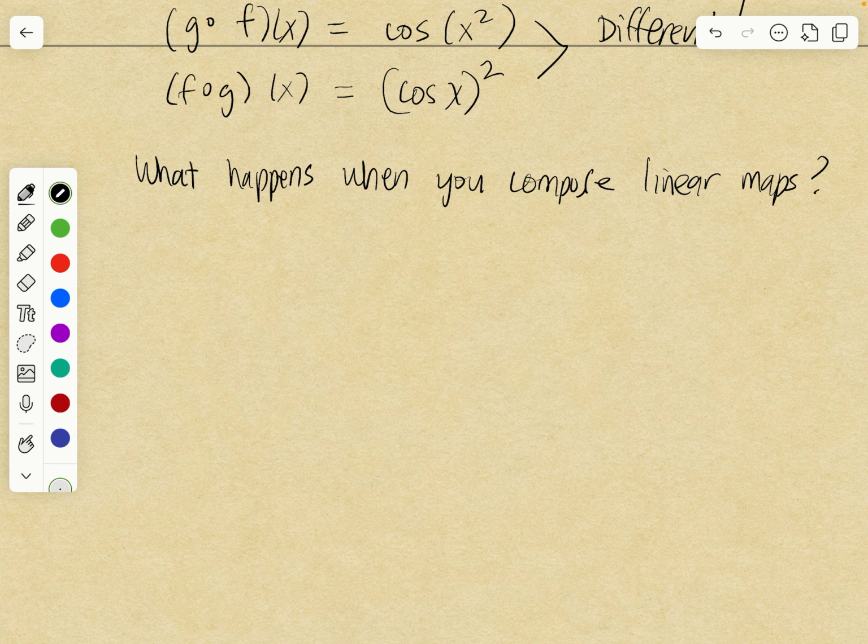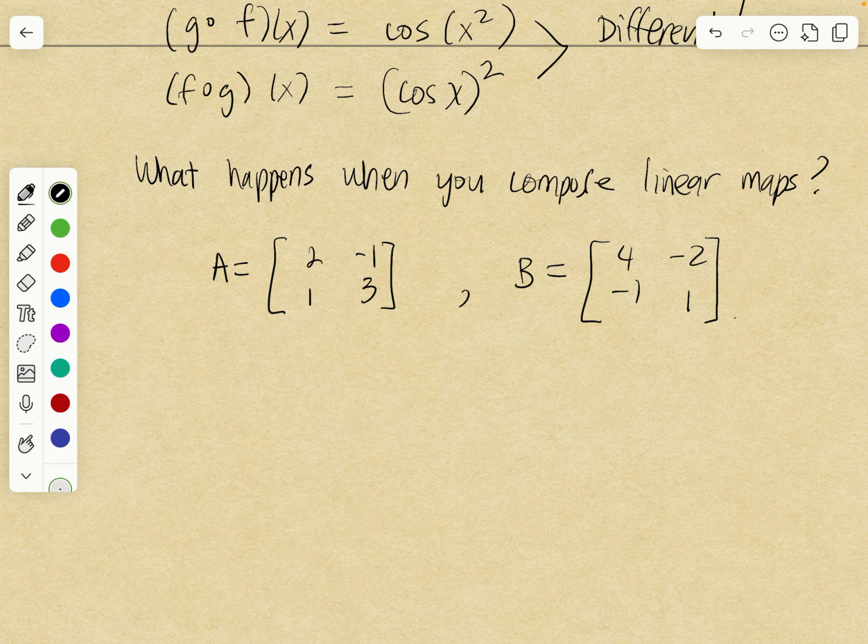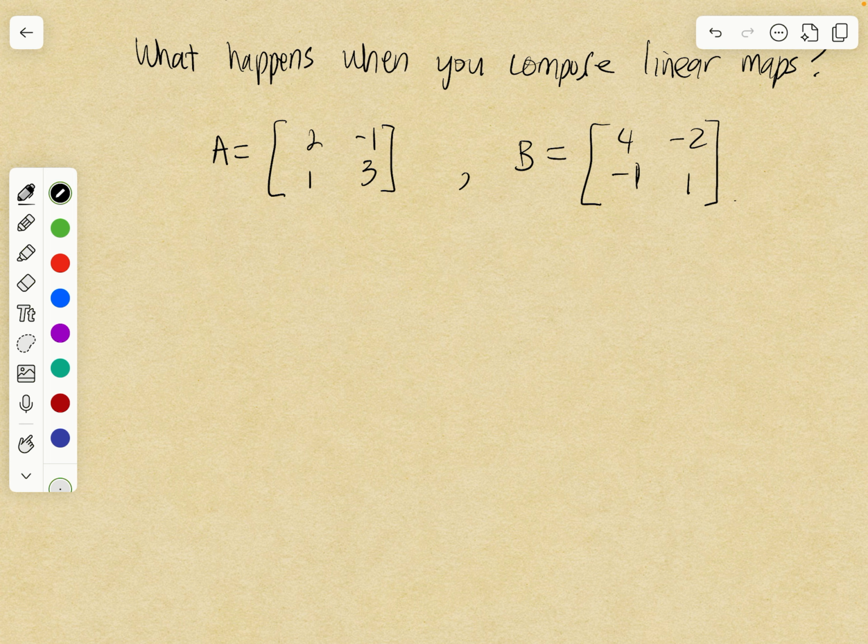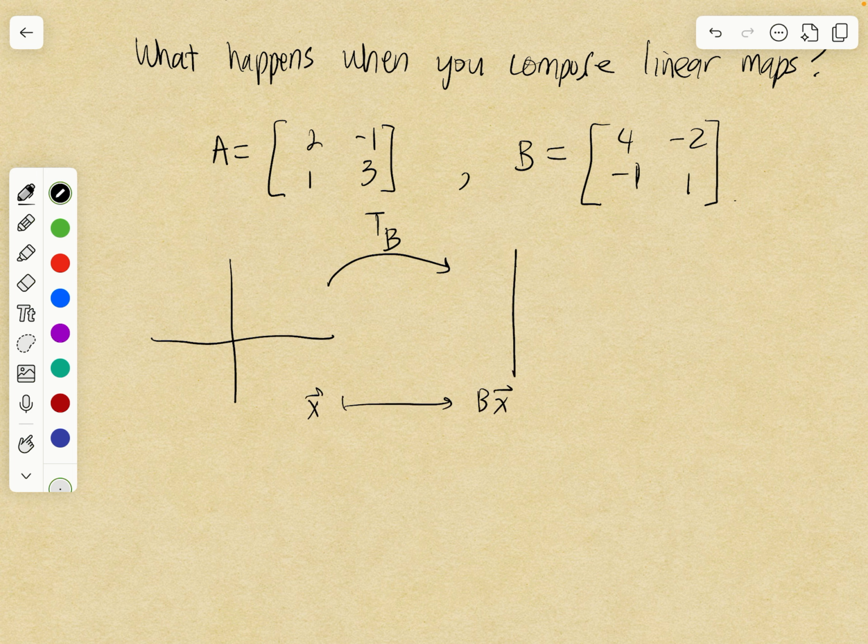Let's look at an example. So let's say that you have this matrix A, whose first column is 2, 1, the second column is negative 1, 3, and then you have this matrix B where the first column is 4, negative 1, second column is negative 2, 1. What happens if you, so here's a little picture. Here's R2, right? Let's say that you do B first. So you take the function T sub B that takes the vector x and maps it to B times x. B times x is a vector in R2, and let's say that you compose that with T sub A. Well, T sub A also takes vectors in R2 to R2, and T sub A is going to take Bx to A times Bx.